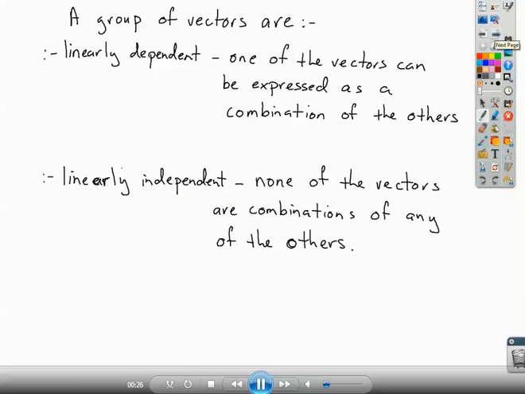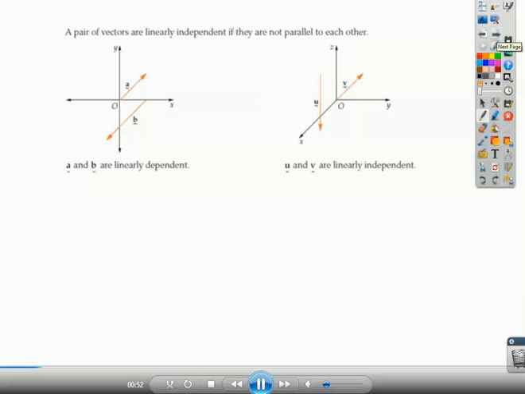A group of vectors are linearly dependent if one of the vectors can be expressed as a combination of the others. They're independent if none of the vectors are combinations of the others. So none of them are linear combinations of the others, independent. Now let's look at what that means.